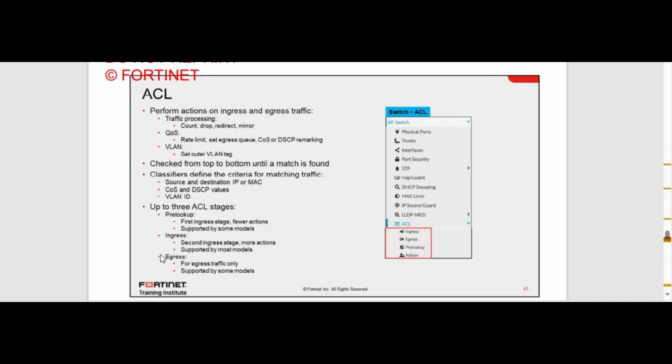Ingress. This is the second stage for ingress traffic. It supports a higher number of actions. Stage 3, egress. Actions are applied on egress traffic only. And also, you may note that most of the FortiSwitch models support ACLs at the ingress stage. However, only some models support ACLs at the pre-lookup and egress stages. You can configure ACLs on FortiSwitch on the GUI and CLI.